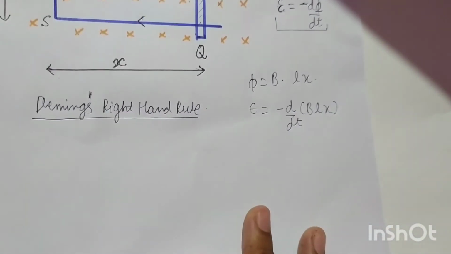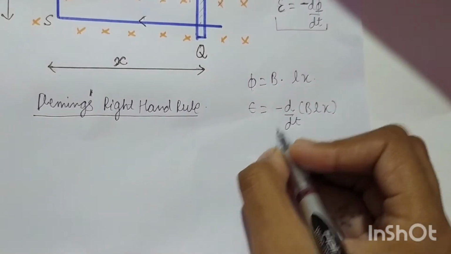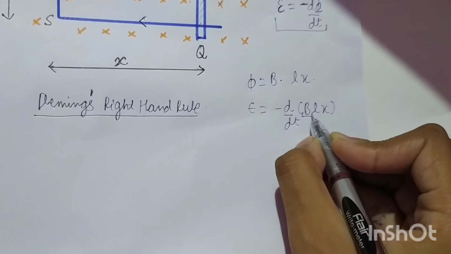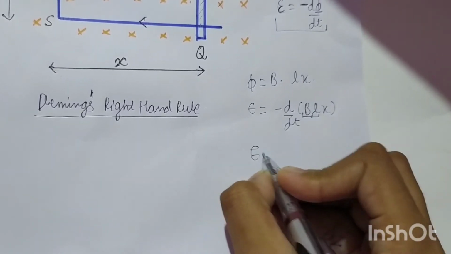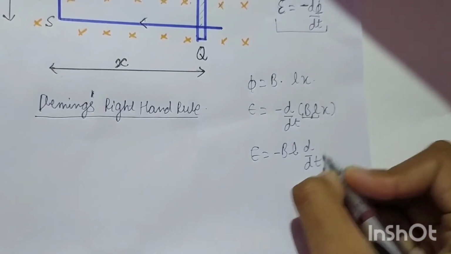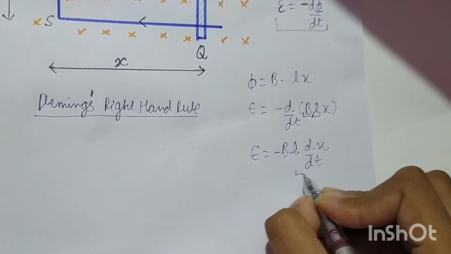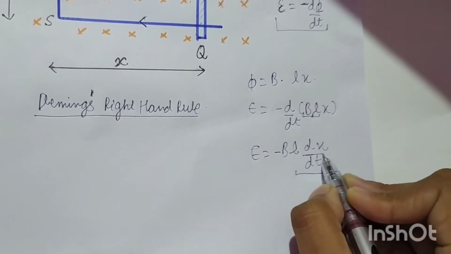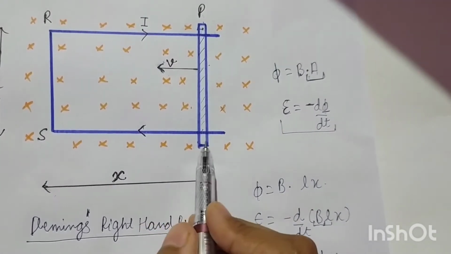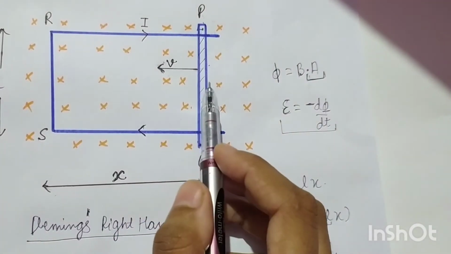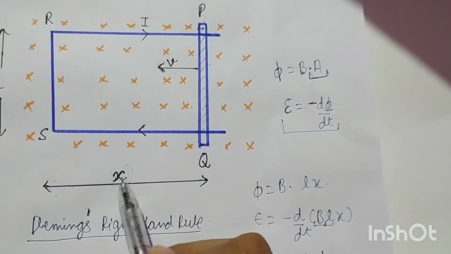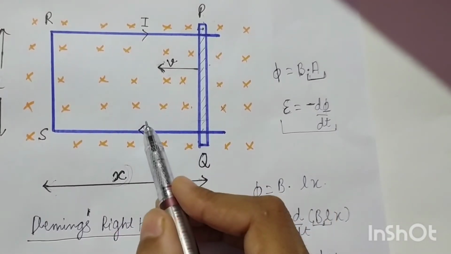Okay, now what we can do next is, see, B is a uniform magnetic field, so we can put it outside, and this length L is also constant. So E is equal to minus B L times d by dt of X. Now this dx by dt is the change in position of this PQ conductor. And what is the direction of change? X is decreasing, so the direction is towards decreasing change.